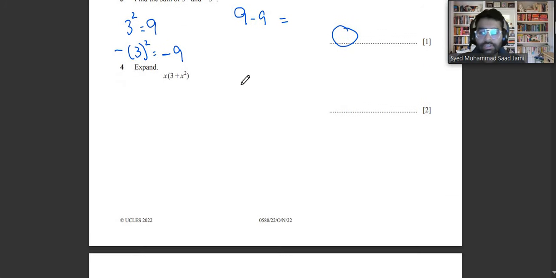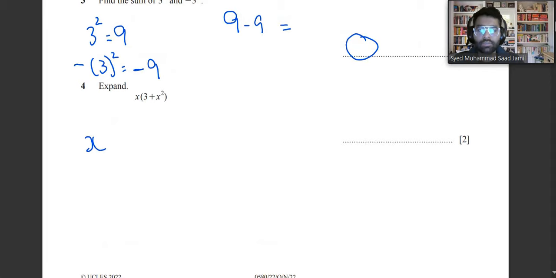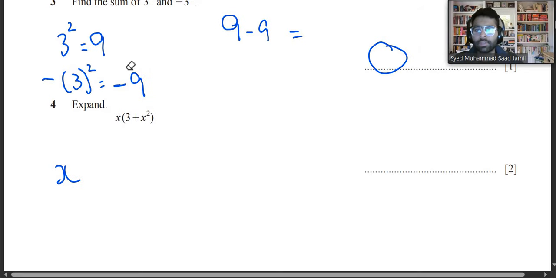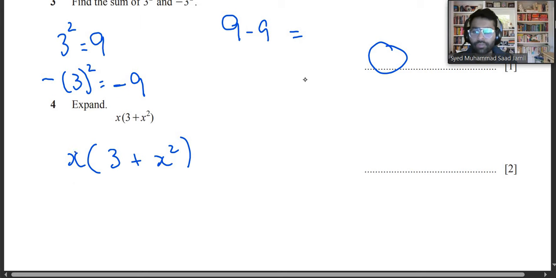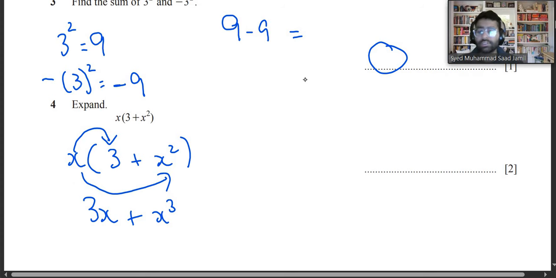In the next question it says expand 3 bracket x bracket 3 plus x squared. Look, let me zoom it in for you guys so that you understand it even better. So basically x times (3 plus x squared). First you multiply x with 3, it becomes 3x, plus then you multiply x with x squared, it becomes x cubed. So the answer is 3x plus x cubed.